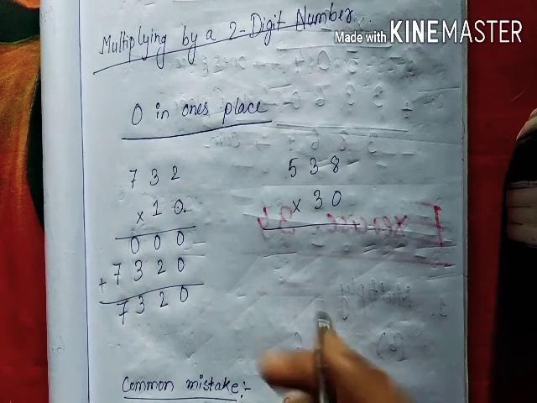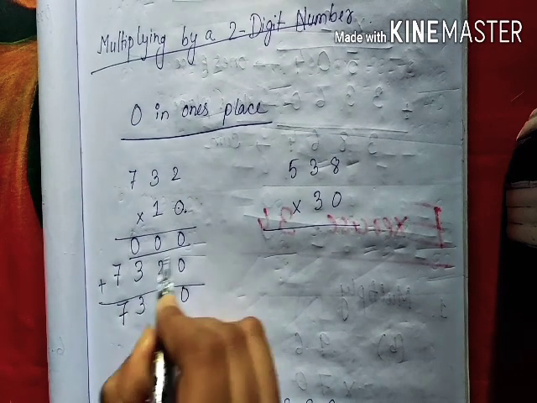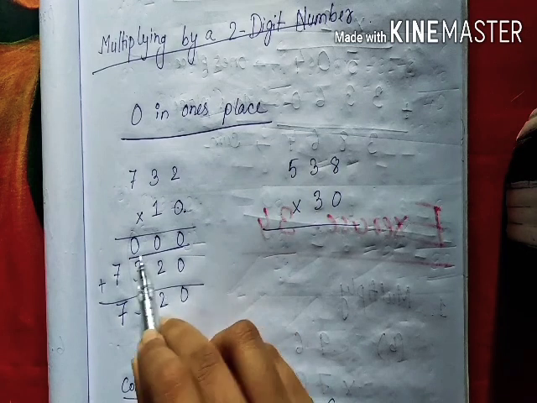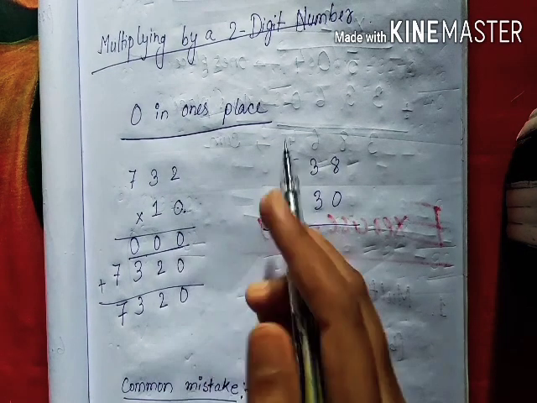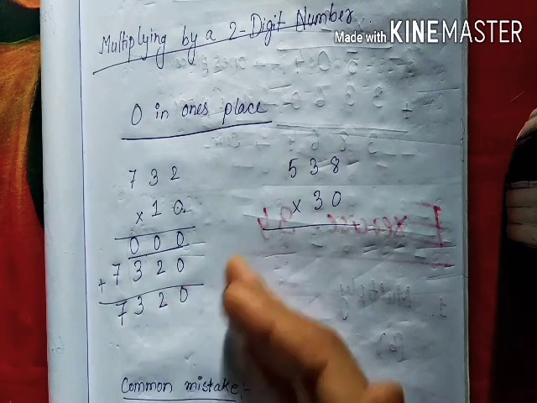Okay students, so here you can see this line. Okay, so you can skip this line, because anything we multiply with 0 will give us 0. So how can you skip it?